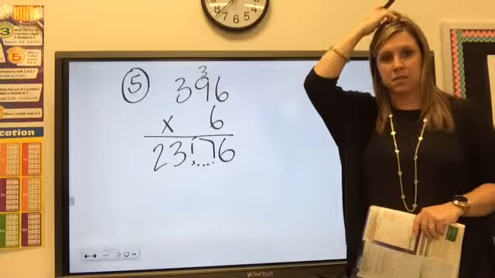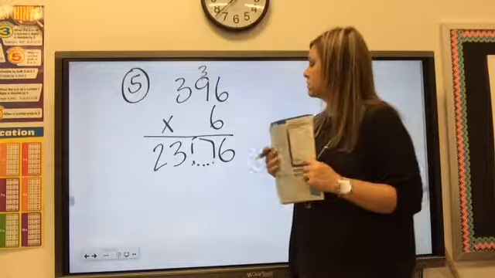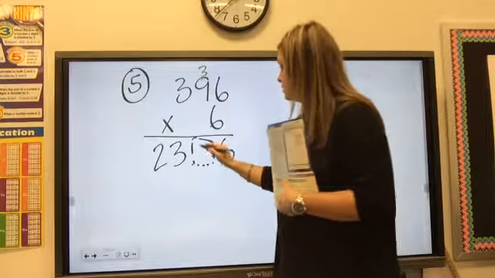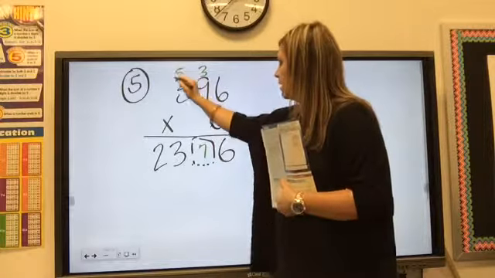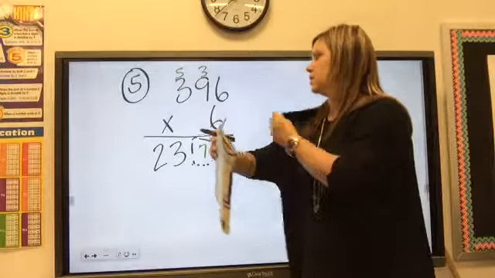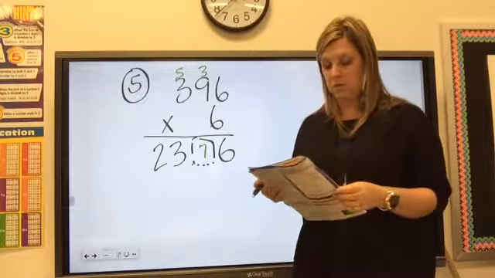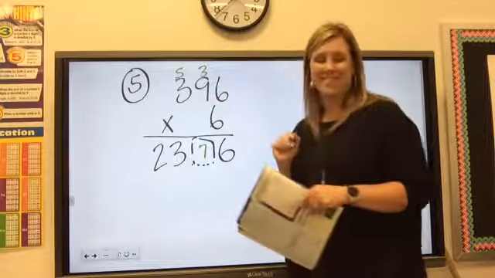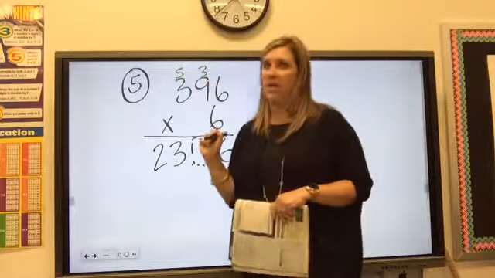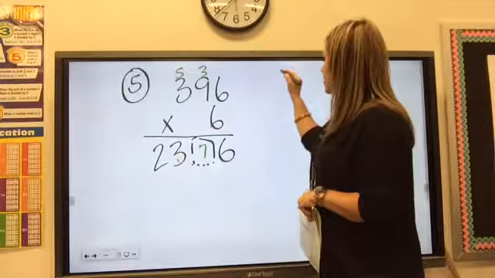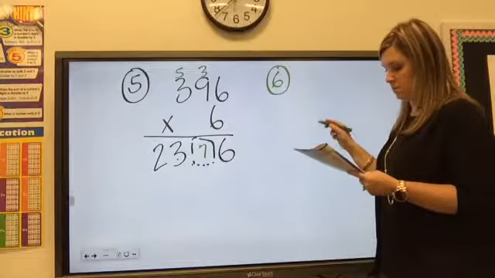6 times 9 is 54. Okay. Plus that, 54, 57. Carry my 5. Now you've got 3 times 6 is 18, plus 2 is 18. Oh, excuse me, that's 5. 18 plus 5 is 23. There we go. Okay, let's look at the problem number 6.